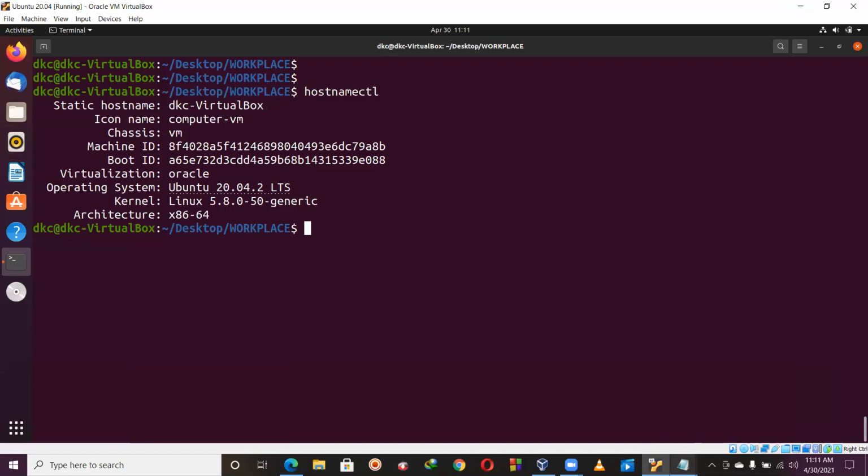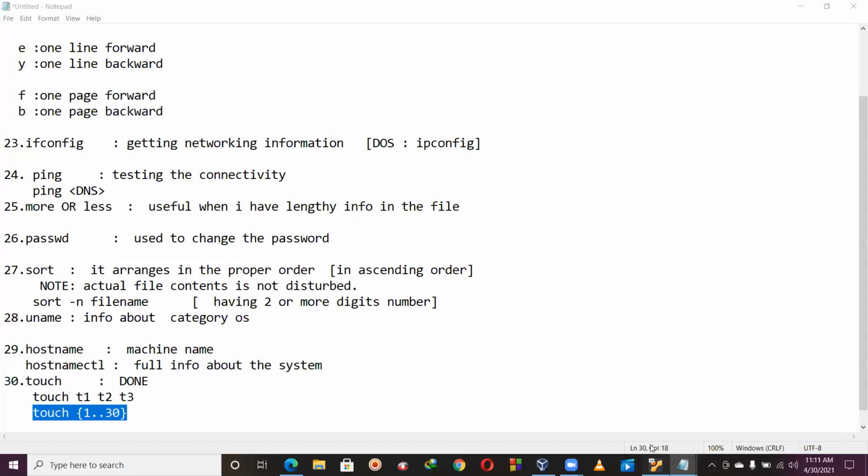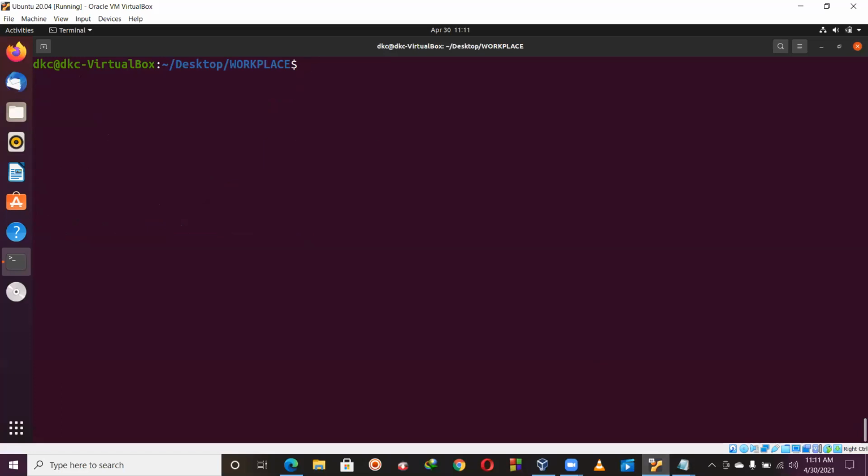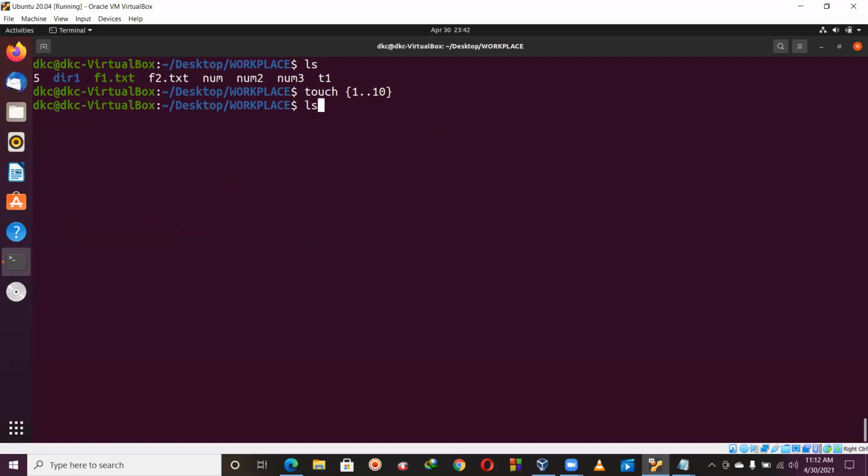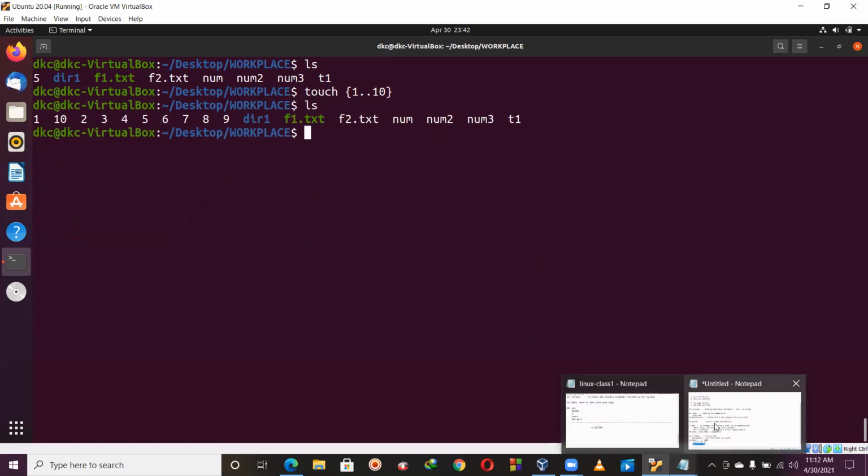So what happens here? For example, now see a touch. I'm showing you what is in the curly brace here. I'm showing 1 to 10, only 10. What happens, guys? It creates how many files? 10 empty files, and see, yes, it is created here. So it is useful or not, and how to use. It is very simple. Understand, all of you?